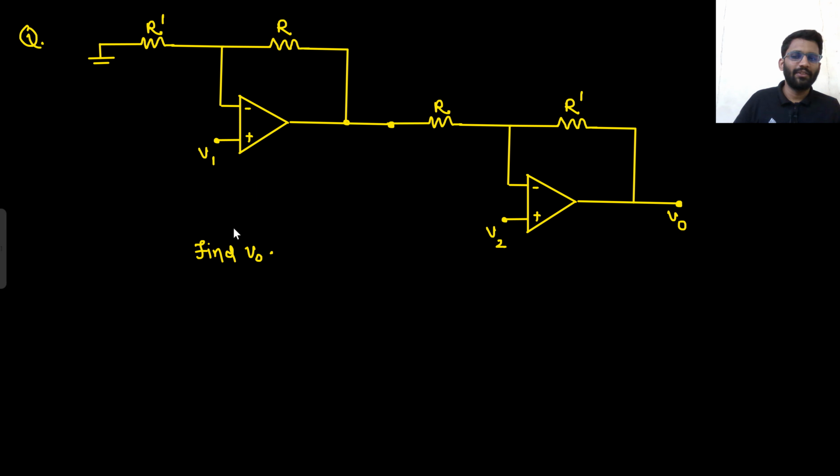This is a very easy question. You need to find the potential of V0. If this is V1, what will be this? Tell me. If this is V1, what will be this? It will be V1 into 1 plus R by R dash.